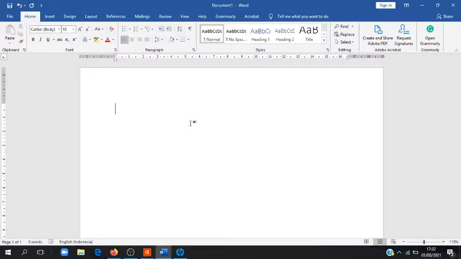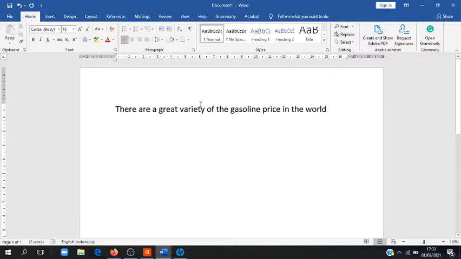the price of gasoline, there are a great variety of the gasoline price in the world. See, this is the main idea. So remember that the main idea is in the form of a sentence, not in the form of a phrase.